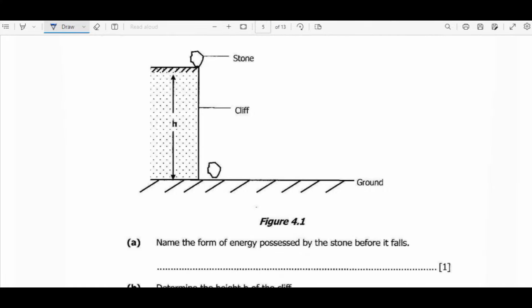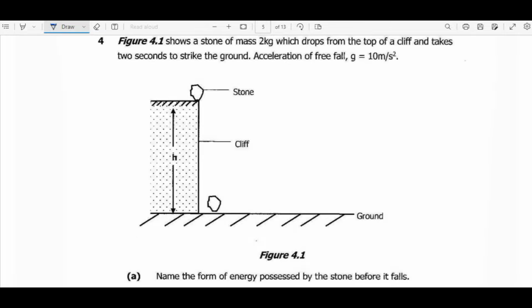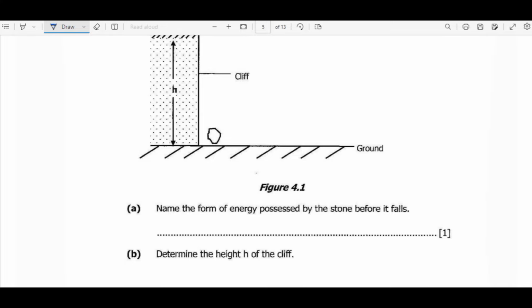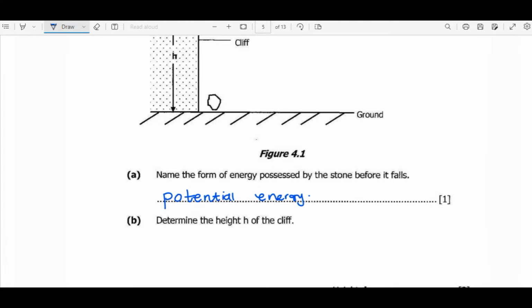Now we have question A. Name the form of energy possessed by the stone before it falls. Before it falls, it was at rest, and whenever it is at rest and there is a certain height, that energy is called potential energy. Then the other question is to determine the height of the cliff.